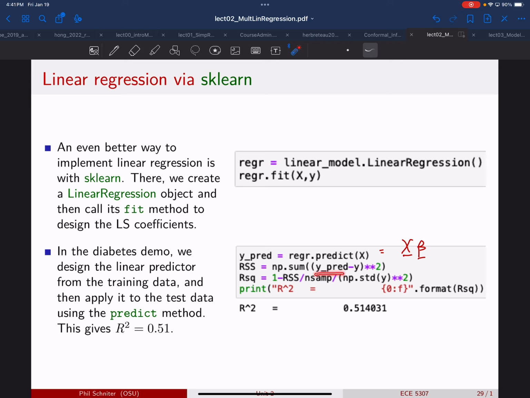Once we have that vector of predicted labels, we can subtract it from the true labels. We can square all the elements in that vector and sum them to compute RSS. Now we have RSS, and to make that more interpretable, we can convert it to an R squared by normalizing it and subtracting it from 1. We print out the results, and we find, in this case, for this diabetes data set, it's 0.514.